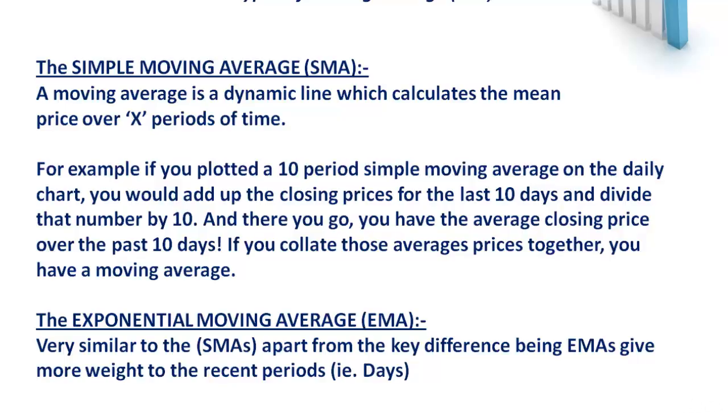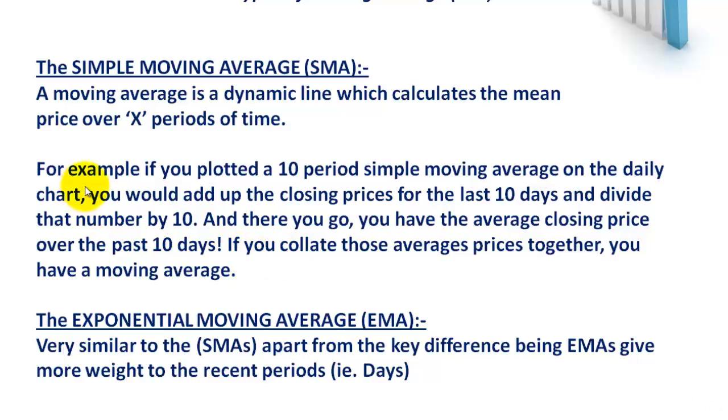But what both moving averages have in common is that they're simply dynamic lines which calculate the mean price over a certain period of time. It could be 20 periods, the average mean price over 20 days, i.e. the 20 moving average, or it could be the mean price over 50 days, hence the 50 moving average.